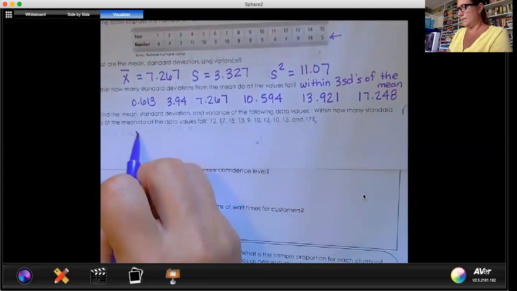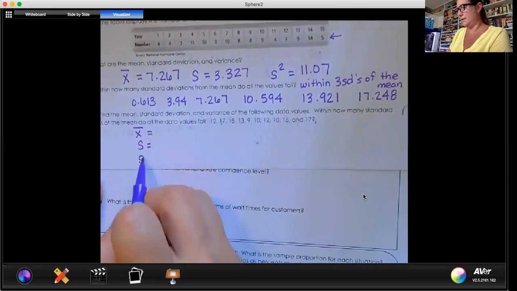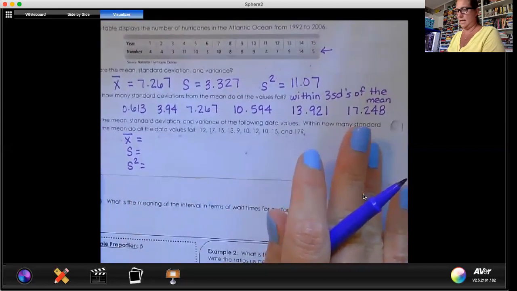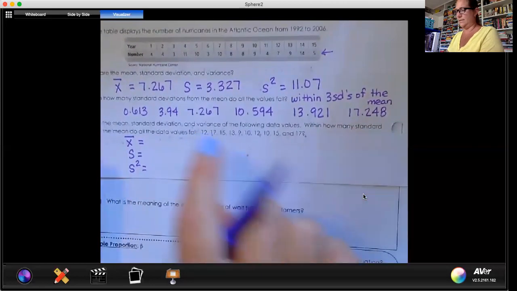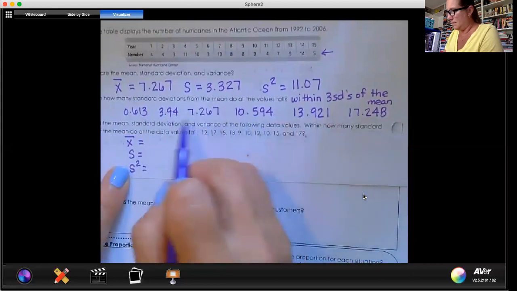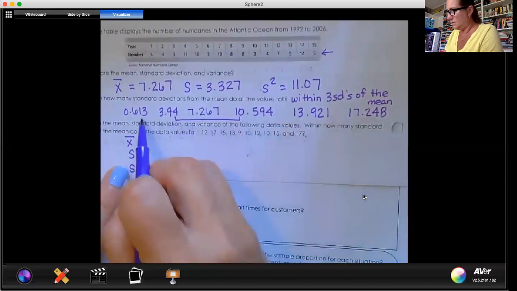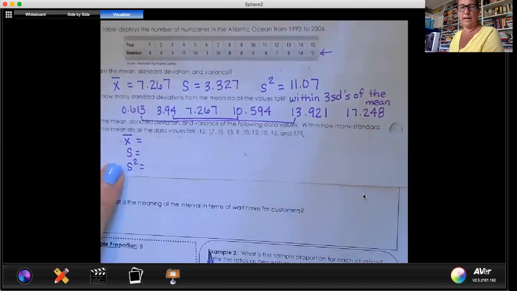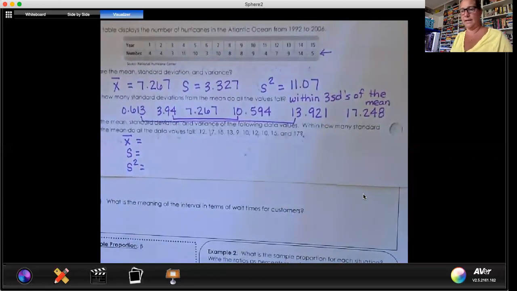All right, you try. So we're going to find the mean, standard deviation, and our variance. And then we're going to do the same thing that we did here. So let me make sure we understand. This is our mean. This would be 1 standard deviation. This would be 2, and then the next one would be 3, etc. So I would love for you to pause your video, try this, and then come right on back so that we can see if you got it right.